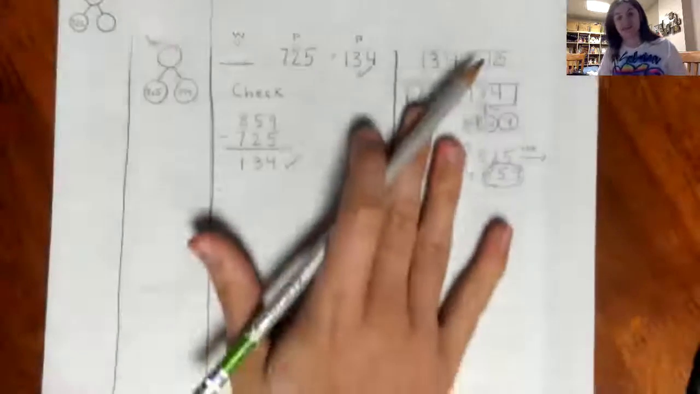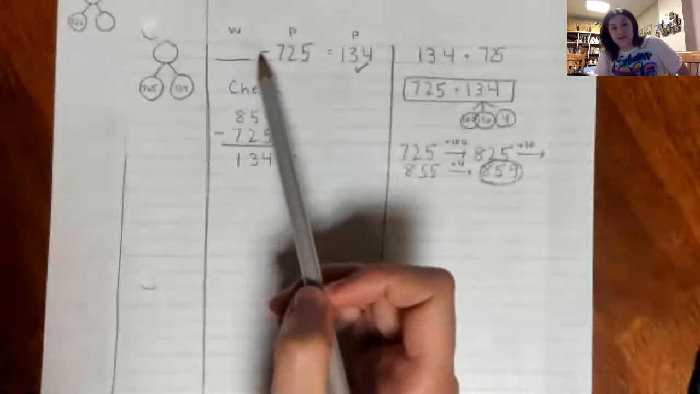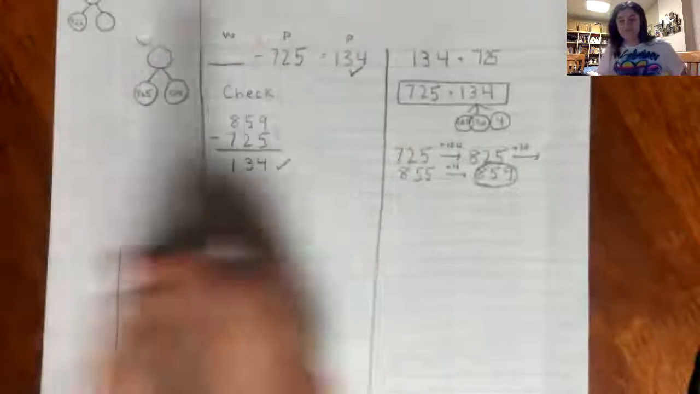And that's what we do when we need to find a whole. So don't let this trick you because it's subtraction. You are going to have to add. I hope that helped.